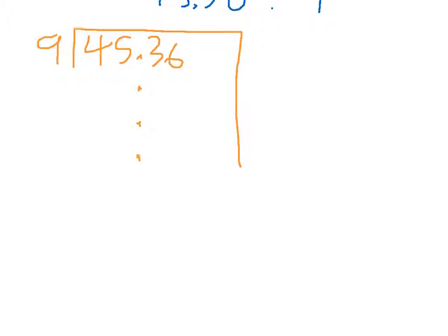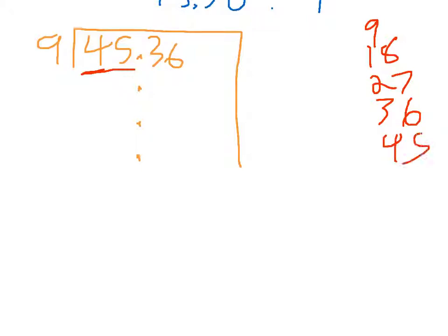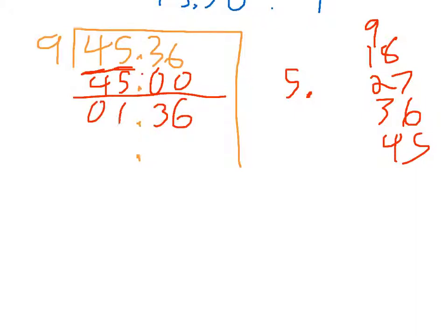So how many times does 9 go into 4? We can't do that. How many times does 9 go into 45? 9, 18, 27, 36, 45. So that's 5 times, and that's right in our ones spot. So I'm going to put a 5 and a decimal point, kind of as a placeholder. 5 times 9 is 45. Placeholders will be zeros. Subtraction, 6, 3, and then 0, 0.